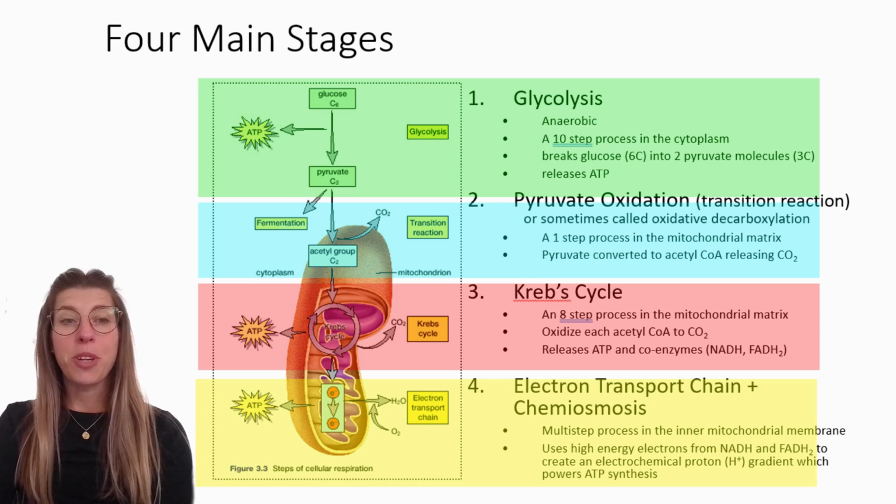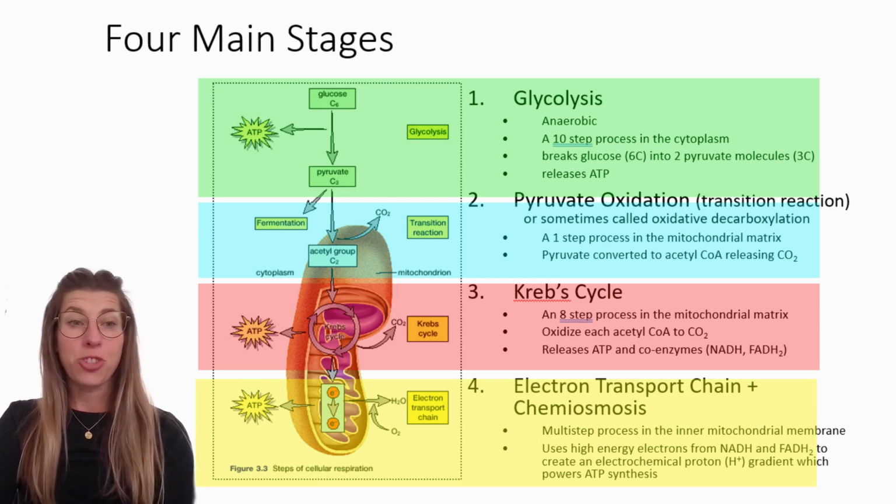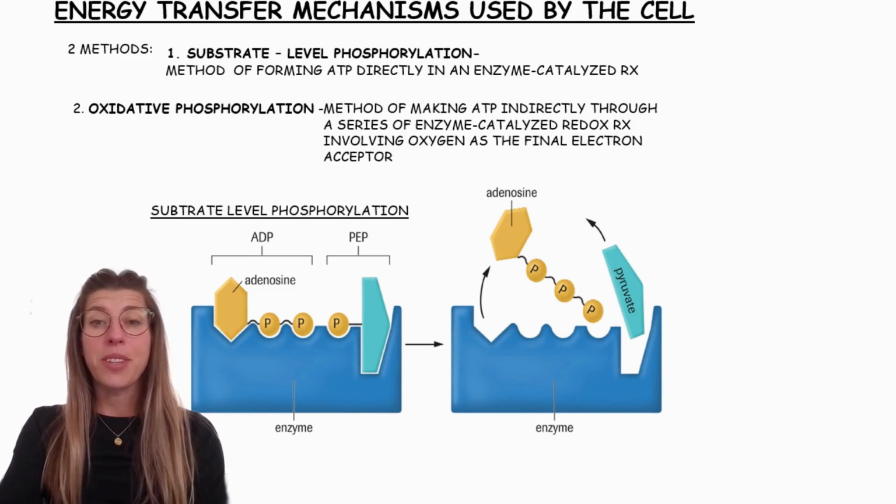There's multiple steps involved. This happens along the inner fold of the mitochondria, so in that inner membrane there. And it uses those coenzymes NADH and FADH2 to create an electrochemical proton gradient, which powers ATP synthesis. Okay, so it's going to generate a lot more ATP in the end, to a total of 36 ATP at the end of cellular respiration. Let's just recap a little bit of background information here.